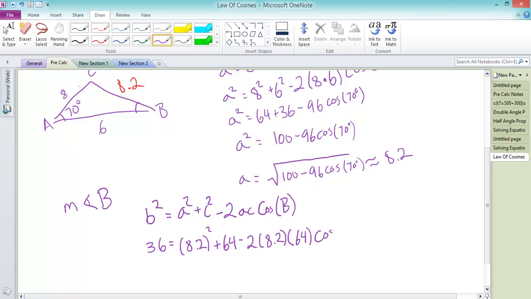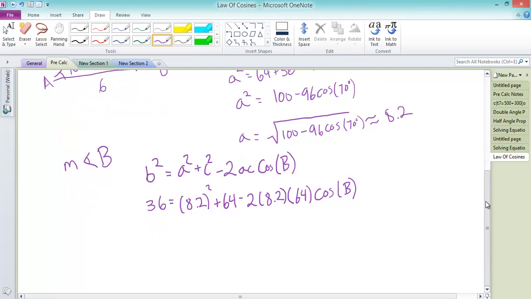Now, I'm going to reiterate again, I can't just subtract over a cosine squared because it's multiplied by 2, 8.2, and the rest. So I'm going to scroll down a little bit more so I get some more room. When I'm done simplifying this problem, this is Algebra 1 stuff. We're going to subtract over 8.2 squared and 64, and then we'll divide by negative 2 times 8.2 times 8. So it'll look something like this.